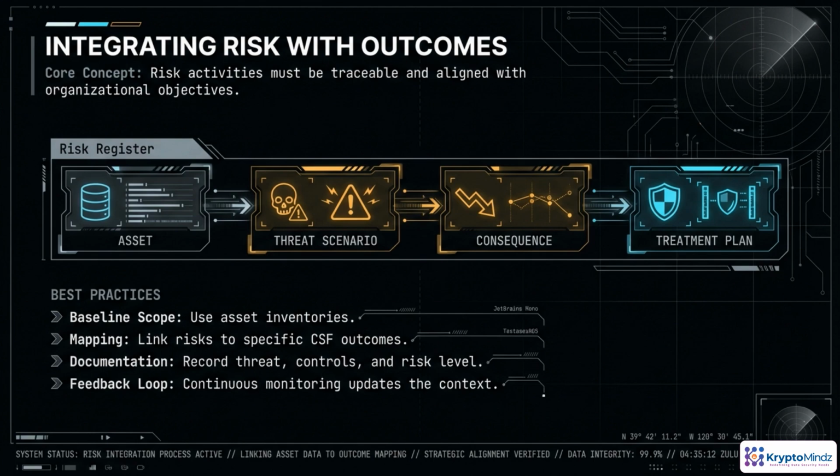To operationalize CSF 2.0, every risk needs a clear line from the asset to the treatment plan. Begin with a solid asset inventory. What systems, data, and services actually matter? Then describe realistic threat scenarios targeting those assets and estimate the business consequences if they succeed. Next, tie each risk to specific CSF outcomes. That's how you prove your risk register is aligned with the framework and with organizational objectives. Finally, document decisions and keep them alive. Monitoring, incidents, and changes in the environment should continuously update your risks and treatments.